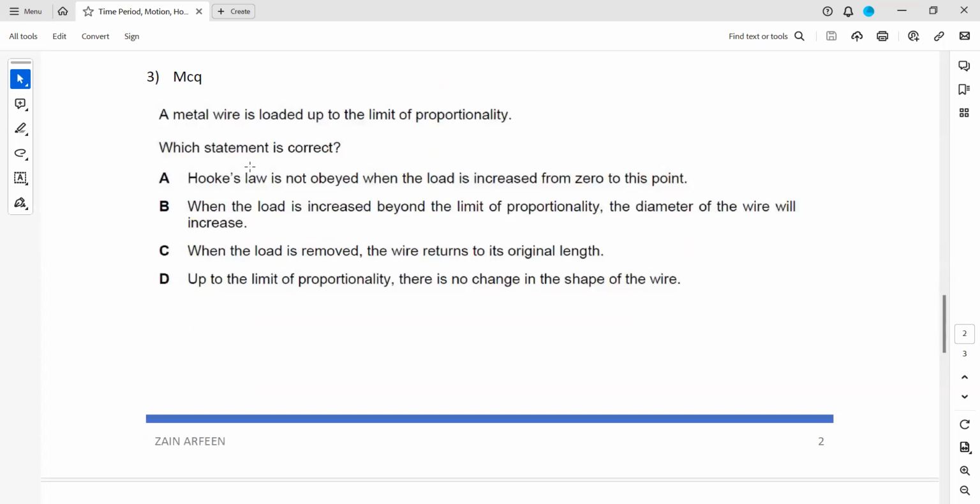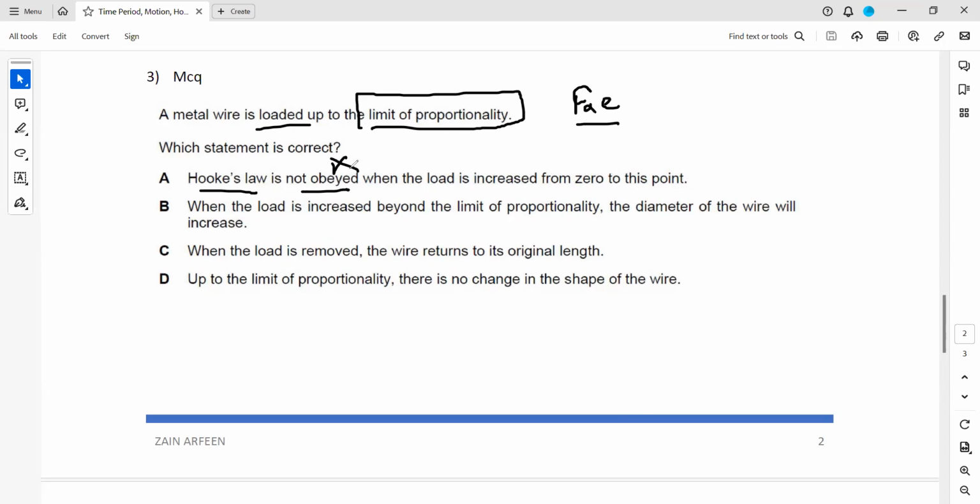Question 3. A metal wire is loaded up to the limit of proportionality. What is the meaning of limit of proportionality? It means force and extension are directly proportional till this point, and we will have a straight line passing through the origin.